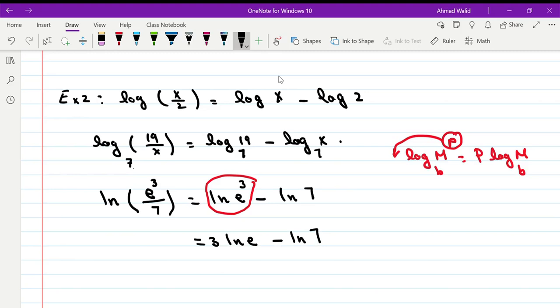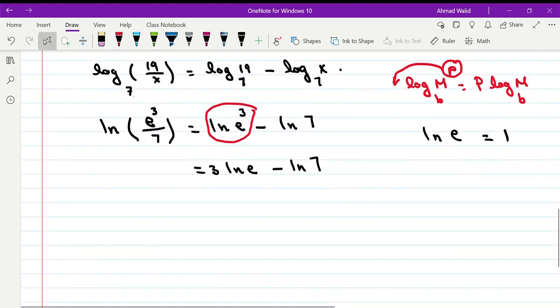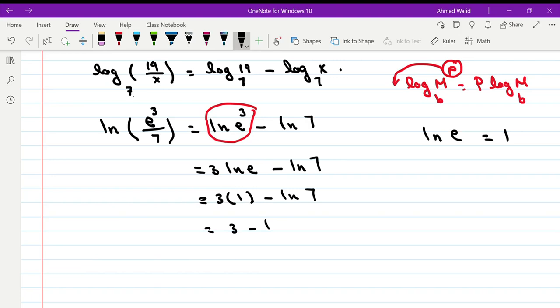And if you remember, I told you the other day, ln of e is always what? 1, correct? Then you can write this one as 3 times 1 minus ln 7, which gives you 3 minus ln 7, final answer. Correct?